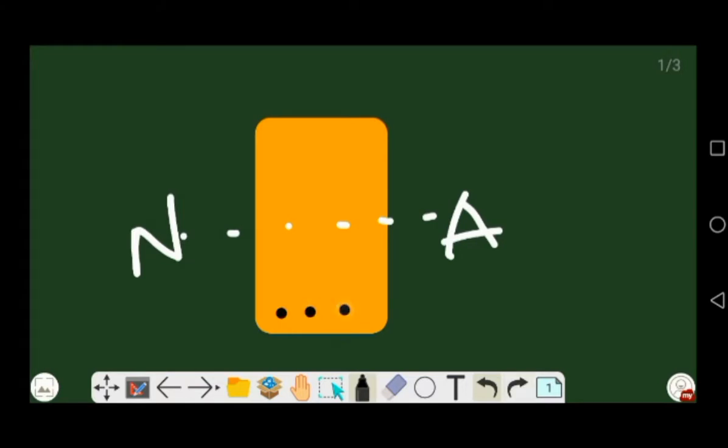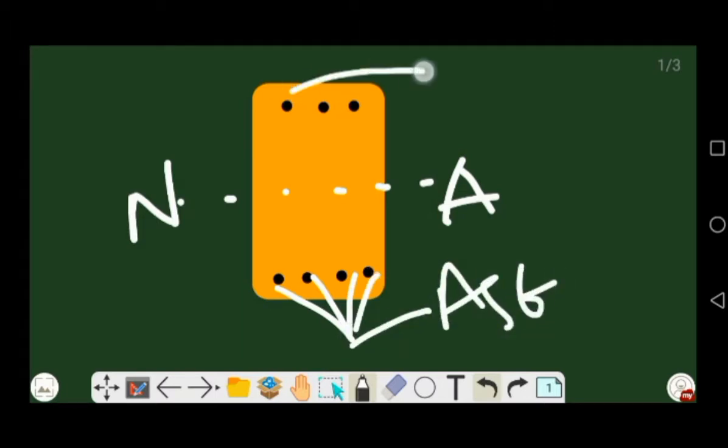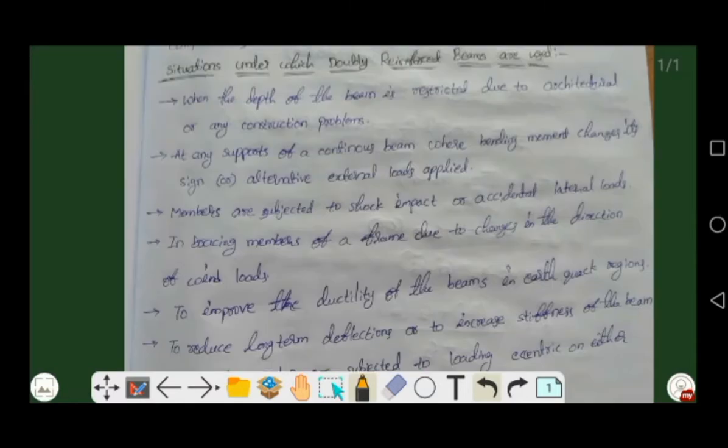In this video I discuss the situations under which doubly reinforced beams are used. We know what a doubly reinforced section is: if reinforcement, Asc, is provided in both the tension zone and the compression zone, it is called a doubly reinforced section. Let us see the situations under which doubly reinforced beams are used.